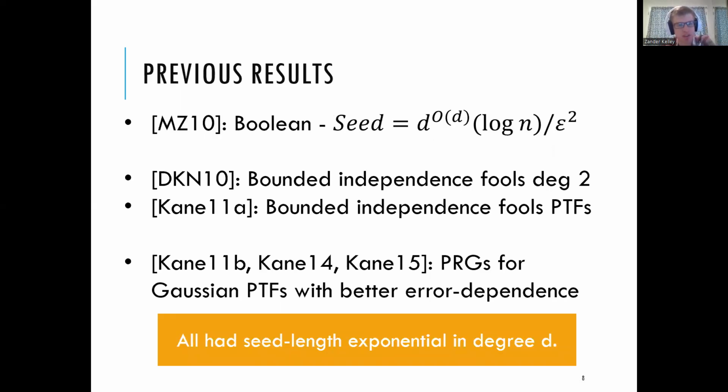Okay, so here are a bunch of previous results. The main point I want to make here is that the problem of constructing PRGs for PTFs is a well-studied problem in both the Boolean and the Gaussian setting. And that up until very recently, we could only obtain a seed length that depended exponentially on the degree. If you remember, we talked about the ideal seed length being linear in the degree.